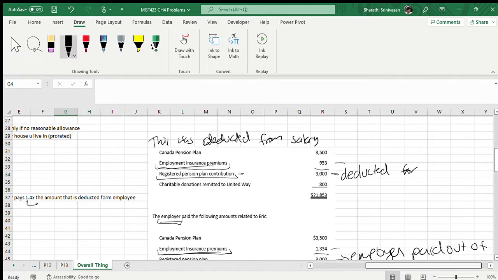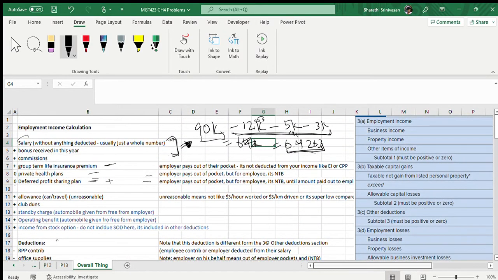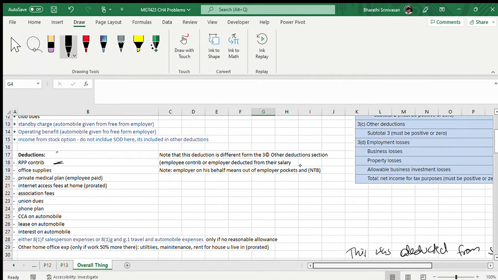So what this means is that this one is actually deducted from your salary. And so this one you can claim as a deduction. You can be like, hey, this amount was deducted from my salary. Can I get the money back? So basically when you go to your employment income salary, when you do all the benefits, at the bottom you can go to deductions and you can go to RPP contributions.